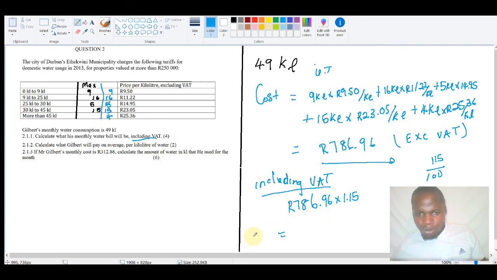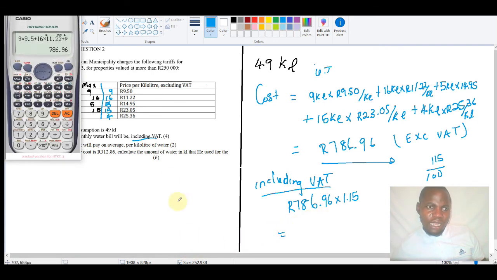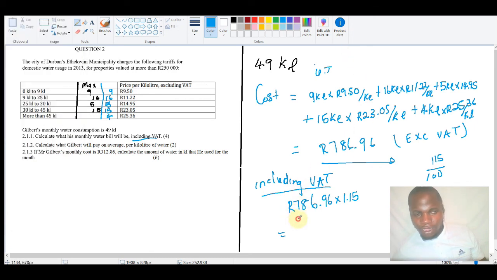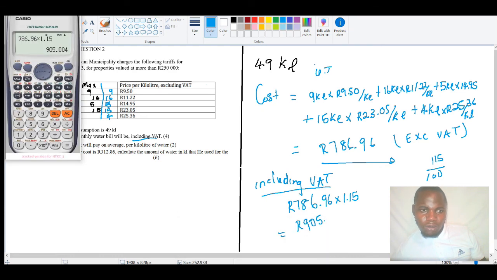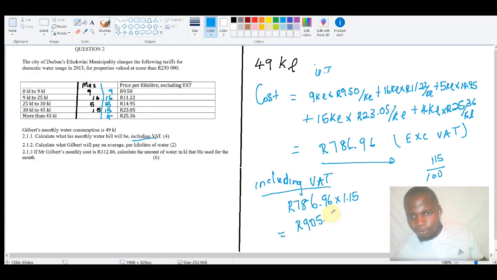So now you do your maths, and you have that answer 786.96 multiplied by 1.15. Then what is your VAT inclusive price? Then your VAT inclusive price becomes 905 rand 0.04. That's all for question 1.